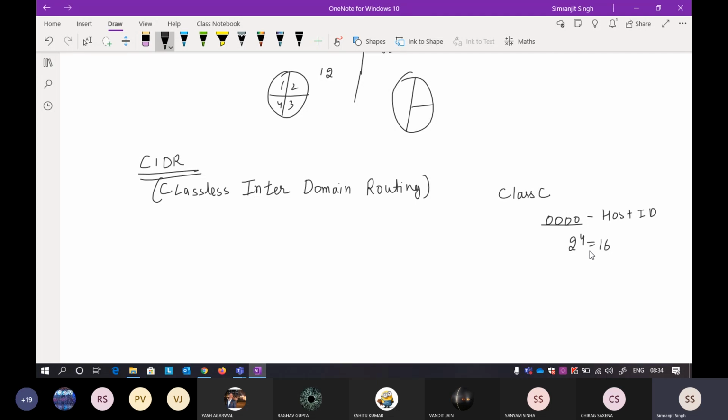But in the previous scheme, we have seen that everything is divided into classes. When you fix 1 bit, it will be divided into 0 and 1. So this is referred to as your class A, if you remember, and this is referred to as your class B. Again in this part, we reserved 1 more bit and divided this into 2 parts. That is your class B, and this is your class C.